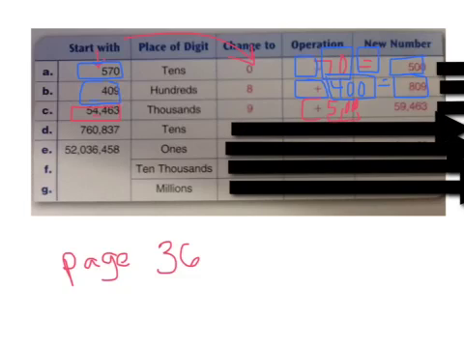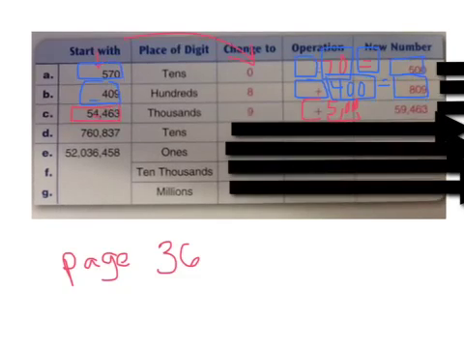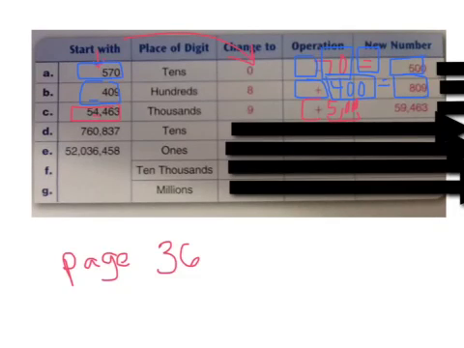The next one, I'm not going to write everything down. Let's have you try it. We're starting with this number, 760,837. We want to change the tens to a 0. We know that means that we need to subtract. How much are we going to subtract from the tens place to get this to be a 0?